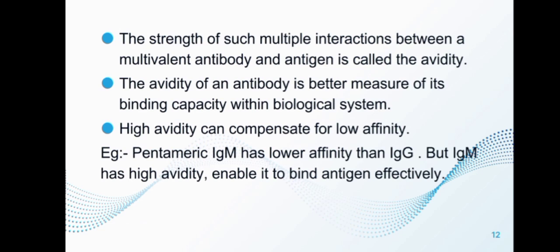The strength of such multiple interaction between a multivalent antibody and an antigen is called the avidity. The avidity of an antibody is a better measure of its binding capacity within a biological system. High avidity can compensate for low affinity. For example, pentameric IgM has lower affinity than IgG, but IgM has high avidity that results from its higher valence, so it can bind antigen effectively.